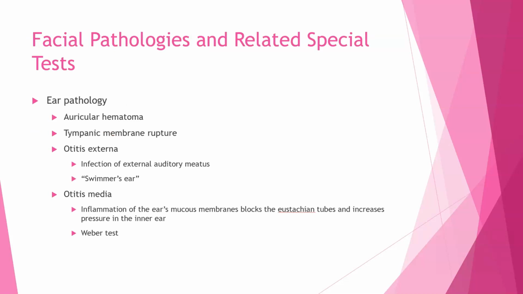Facial pathologies and related special tests. So ear pathology, you're looking at that auricular hematoma. There could be a tympanic membrane rupture, swimmer's ear, or it might have gone even further into the eustachian tubes and it increases pressure in the ear. If you guys have ever gone up to the mountains or been on a flight, and when you're increasing in altitude, how your ears will pop, that's kind of what they're dealing with there.